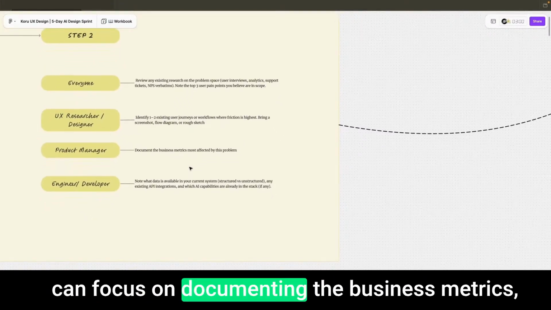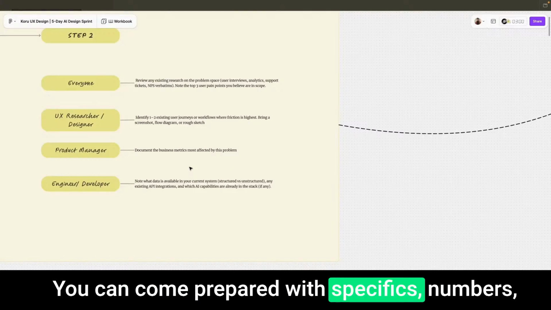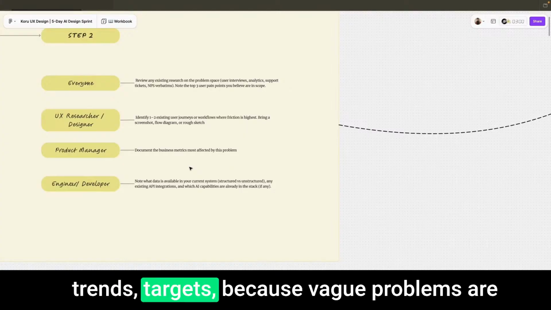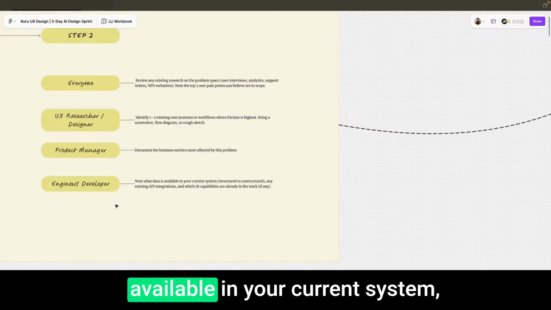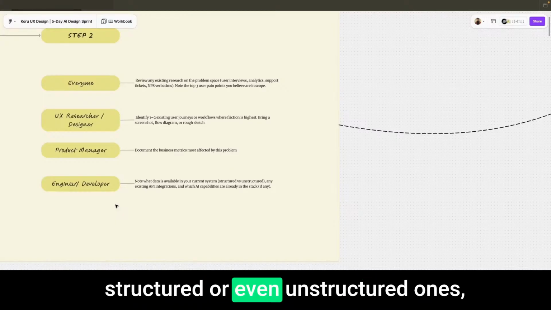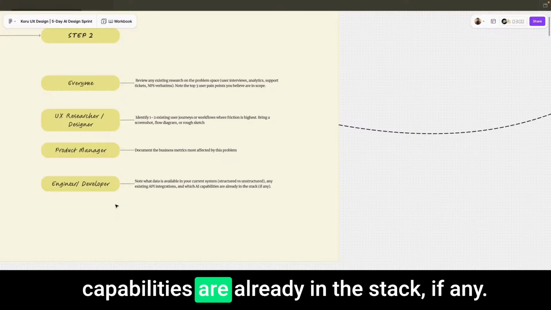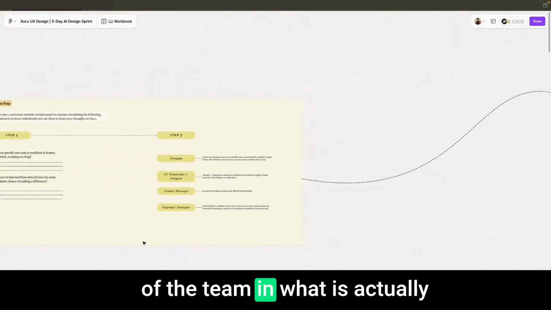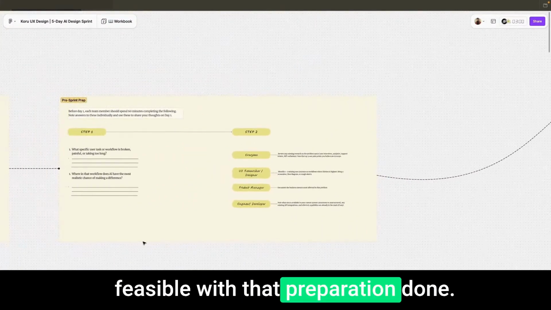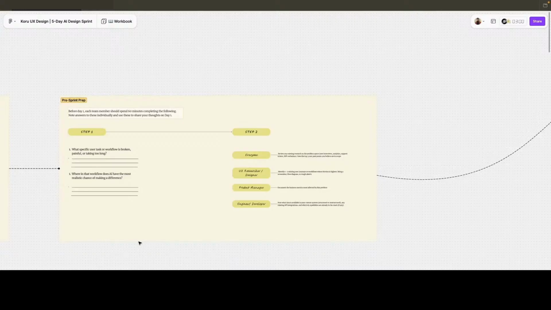Product managers can focus on documenting the business metrics which are most affected by these problems. You can come prepared with specifics, numbers, trends, targets, because vague problems are hard to solve with AI. Engineers or developers can note down what data is already available in your current system, structured or even unstructured ones, any existing API integrations, and which AI capabilities are already in the stack, if any. All these answers ground the rest of the team in what is actually feasible. With that preparation done, you are ready for day 1. Let us now move into the sense phase.